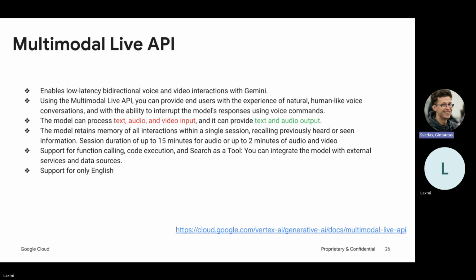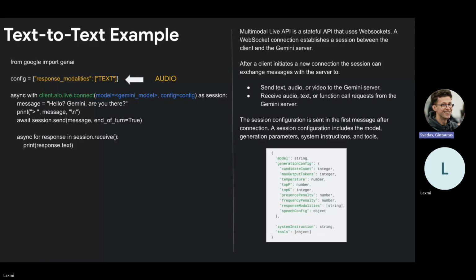And this multimodal live API, as of now, can process text, audio, and video. And the output is only text and audio as of now. Again, it retains the memory of all the interactions in a single session. And as of now, the session durations are up to 15 minutes for audio. So with this, I'll just show you how to use that, right?